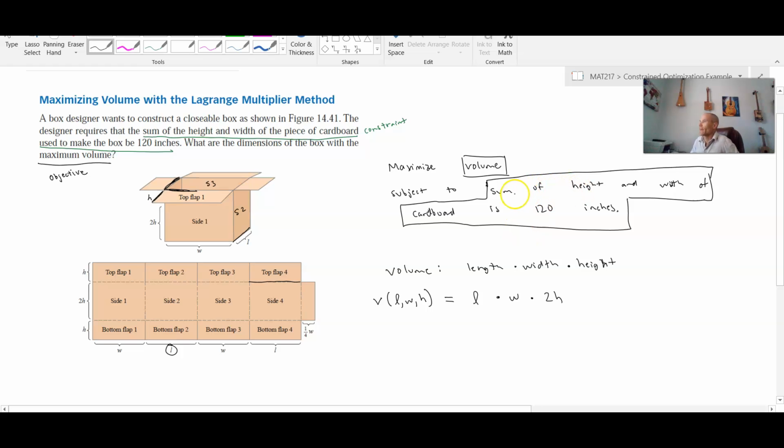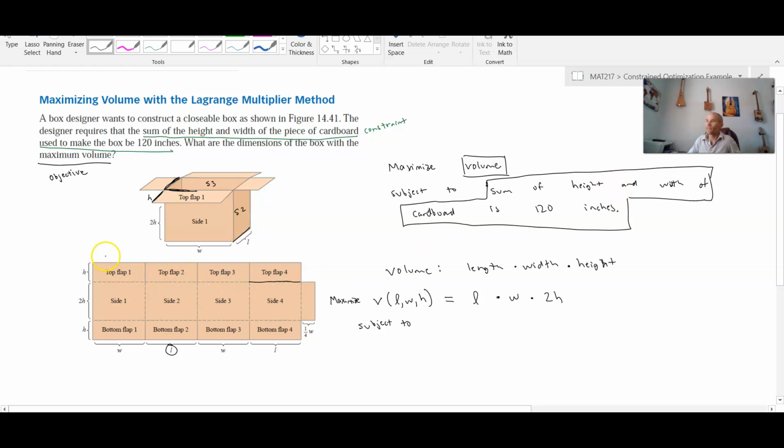But before we go on to that, we have to ensure that the sum of the height and width of the cardboard is 120 inches. So what we want to do is maximize the volume subject to the sum of the height and width of the cardboard being 120 inches.